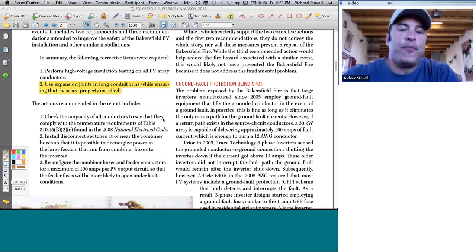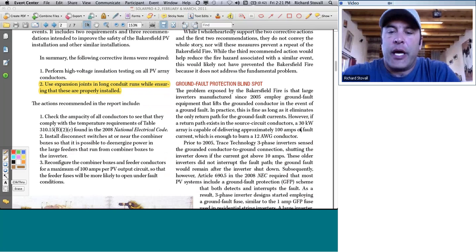And then number 2, use of expansion joints in long conduit runs while ensuring that they're properly installed. And that's the crux of the matter here, and that's where I want to show you guys where in the NEC we need to go to determine the expansion coefficients of temperature for various types of conduit, okay? Because you may get a question like that on the test.